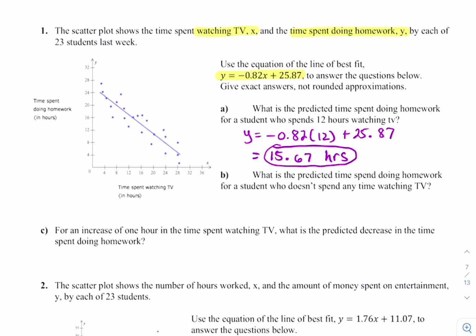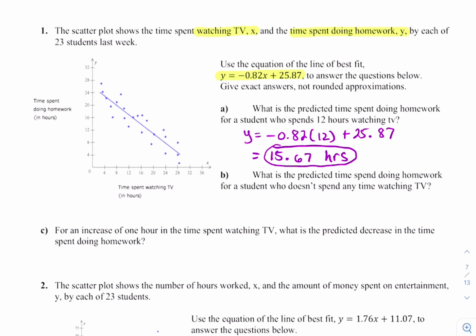And to check to see if my answer makes sense, I should be able to go to 12 here, and then when I go up to hit that line, it should be at about that 15.67. So here's my 12, and it's just above that 16, or excuse me, it would be just below that. So my answer does make sense.